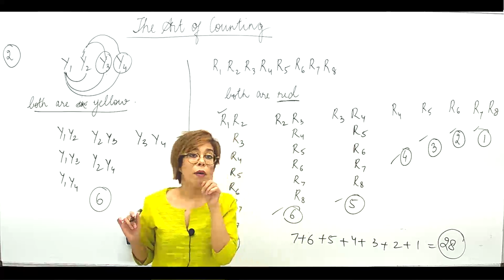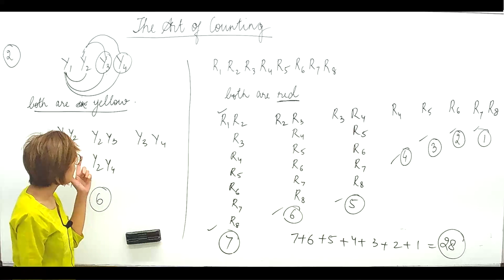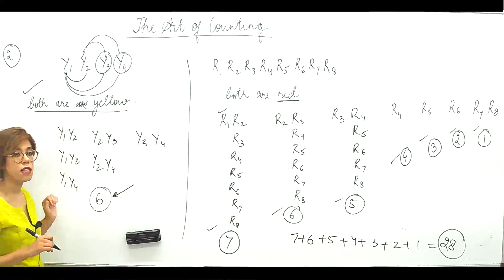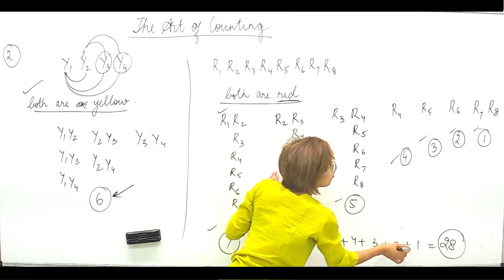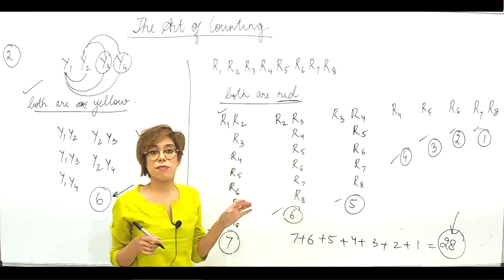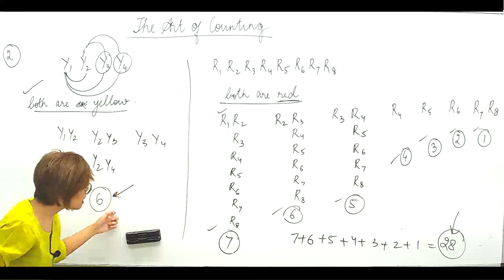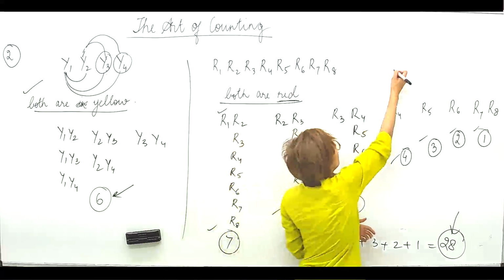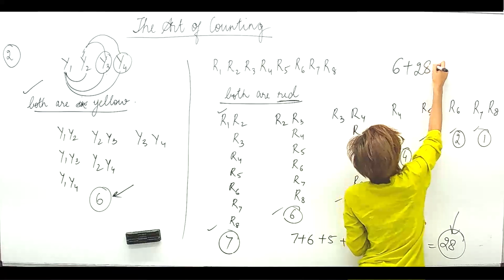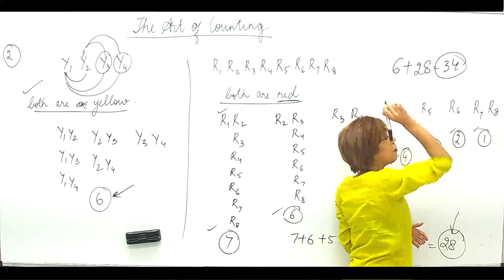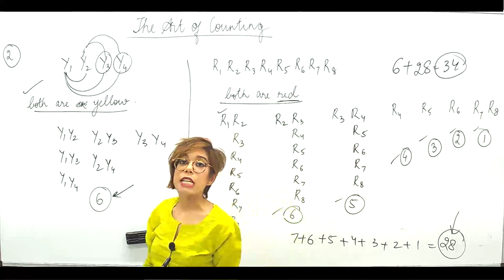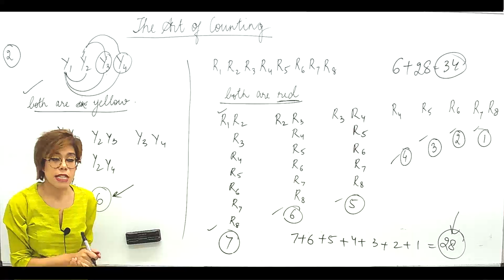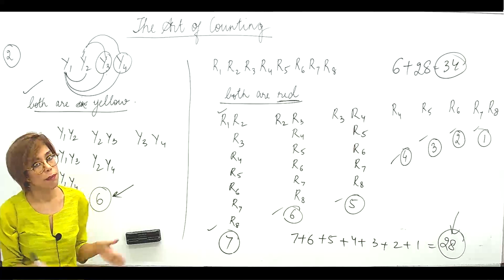Right? So what did I do? In the beginning, I divided the problem into 2 cases. When both are yellow, 6 is the number of cases. When both are red, 28 are the number of cases. So total number of cases, 6 plus 28, which is 34. And that's your answer. Right? That means in 34 ways, you can select 2 different roses such that they are of the same color.